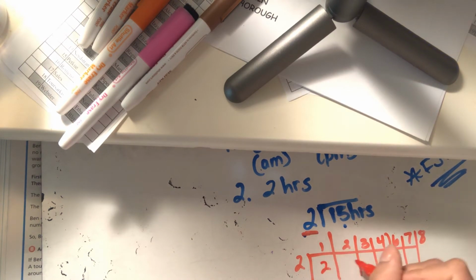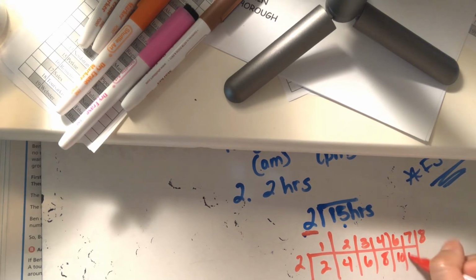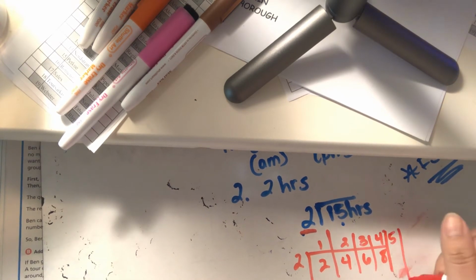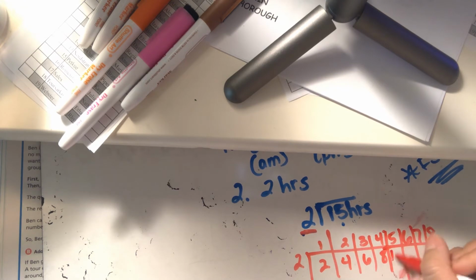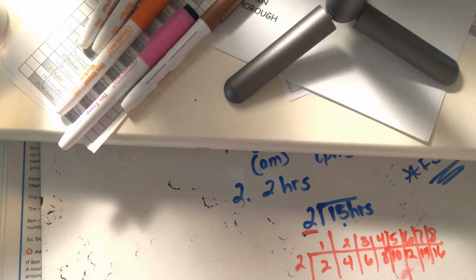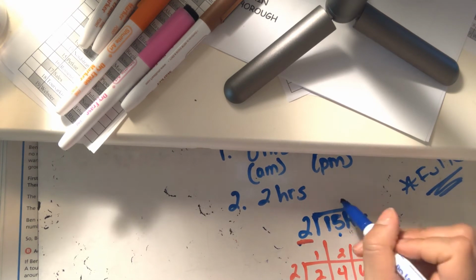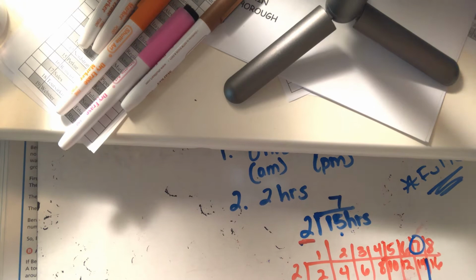So 2 times 1 is 2, 2 times 2 is 4, 6, 8, 10. Oops. Oh, I missed 5 here. Sorry. My fault. 12, 14, and 16. Okay, and you'll notice that our number 15 falls right in between this set. Okay, so we are going to use the number 7. So 7's going to go up here.